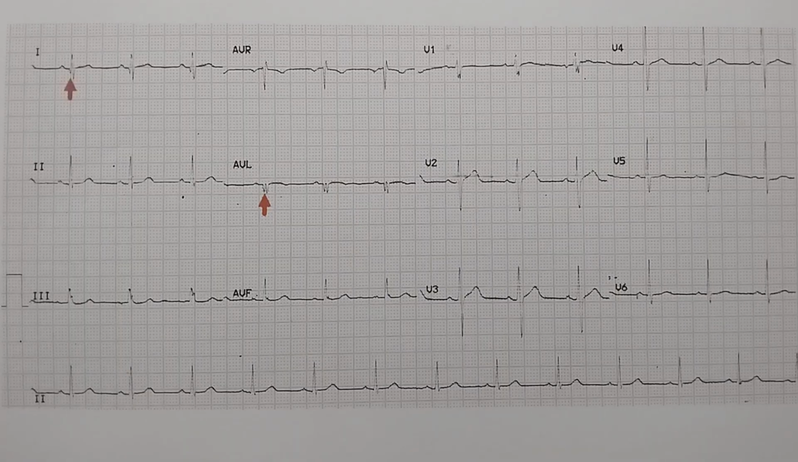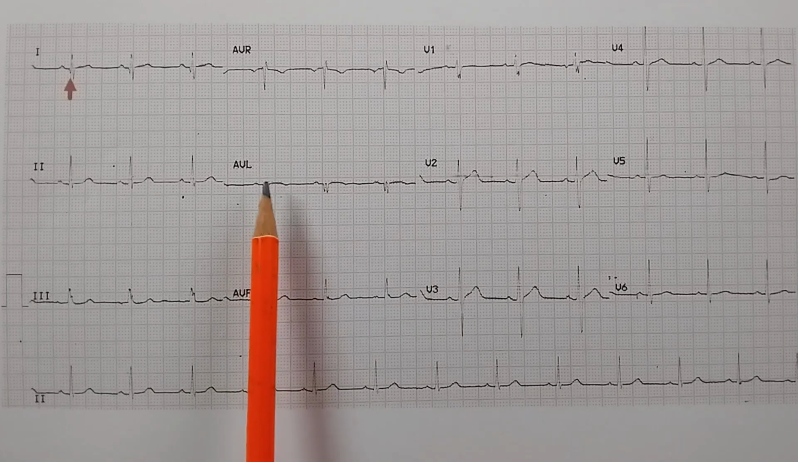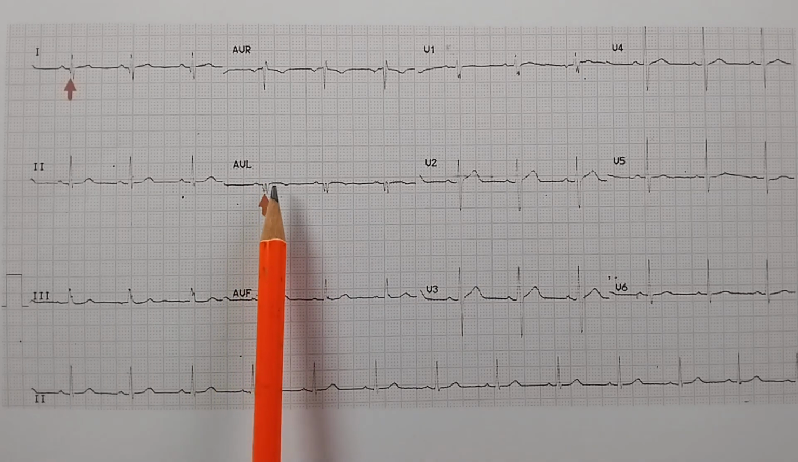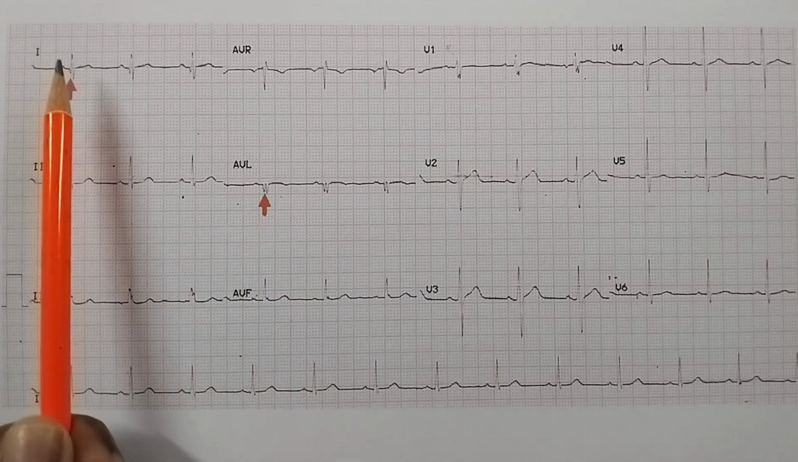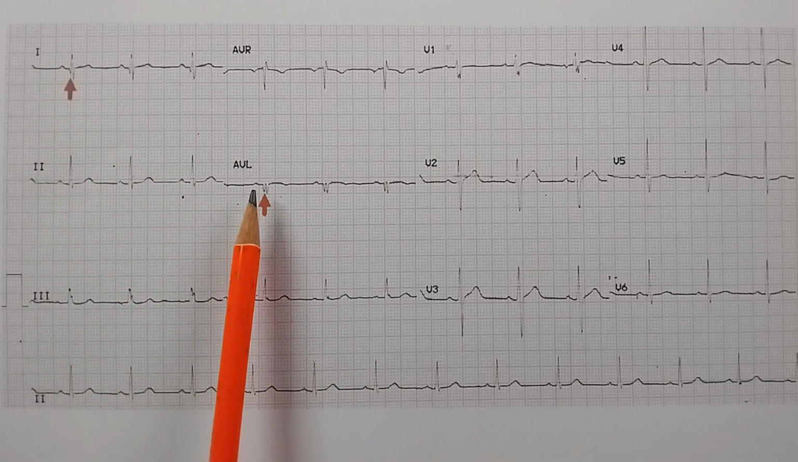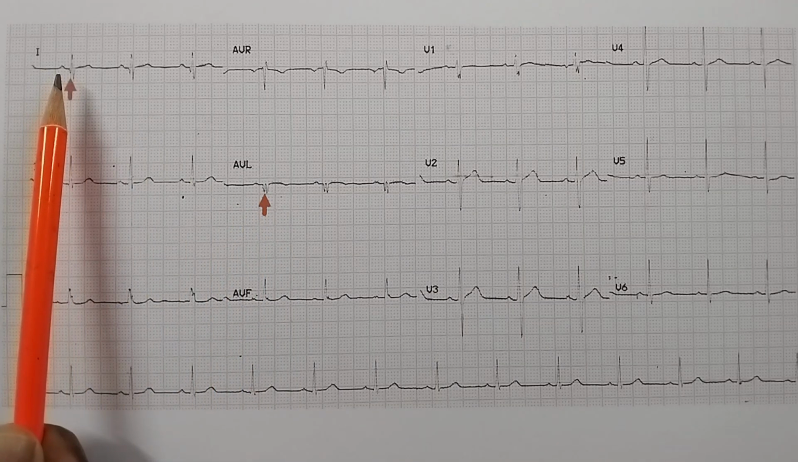Unlike the previous two ECGs, in which the features of ST elevation myocardial infarction were quite striking, this ECG can be easily passed off as normal. But you look at more details when there is clinical suspicion of myocardial infarction. You can see that there is minimal ST elevation here, not enough for the usual criteria of ST elevation, and here also very minimal. But there are Q waves here. This is a Q wave in aVL and a small Q in lead 1.